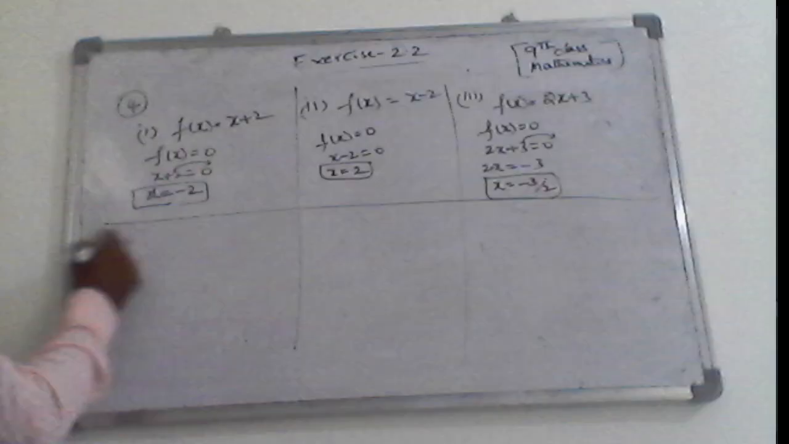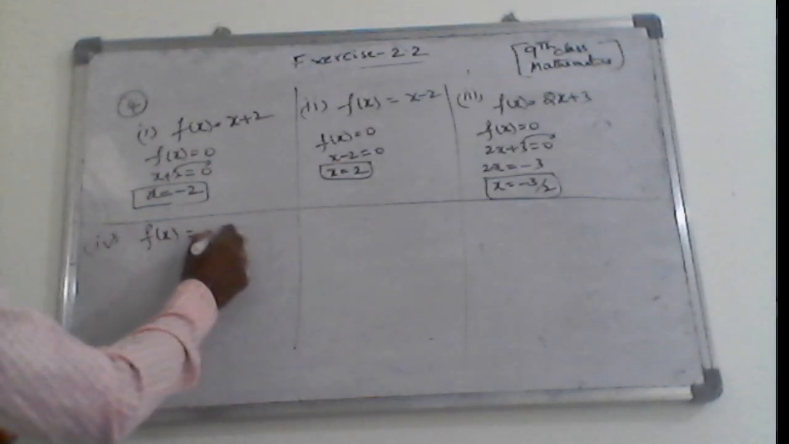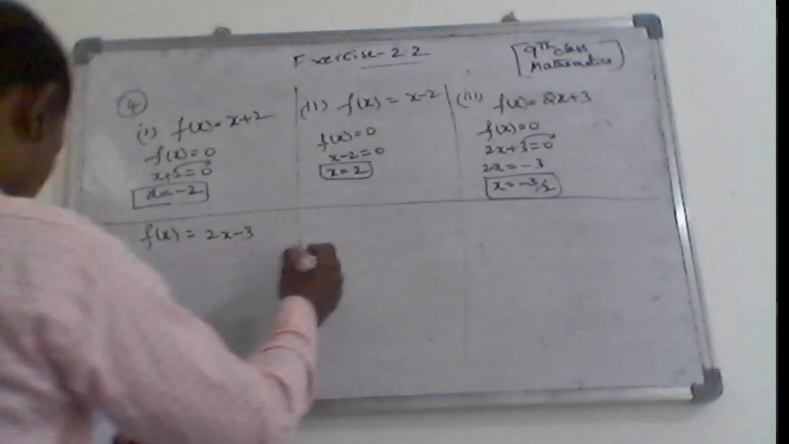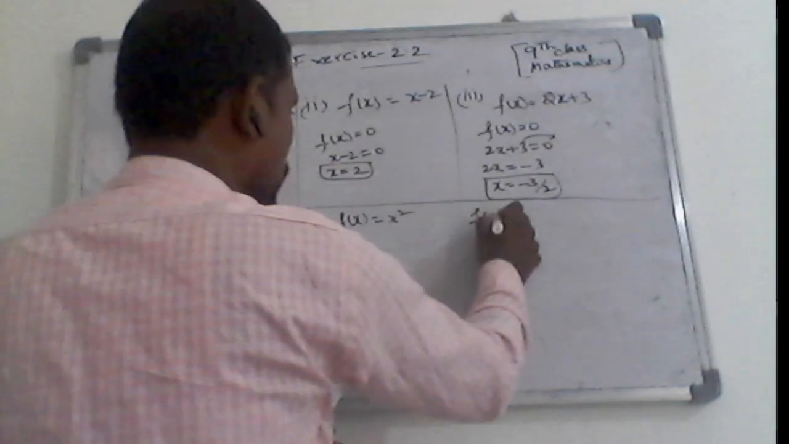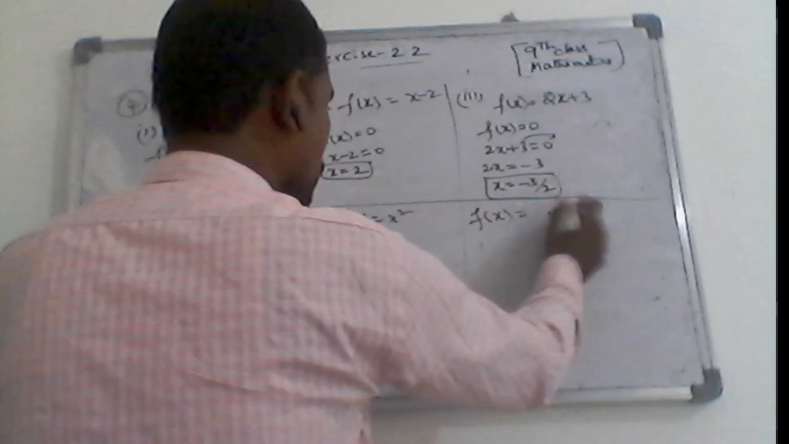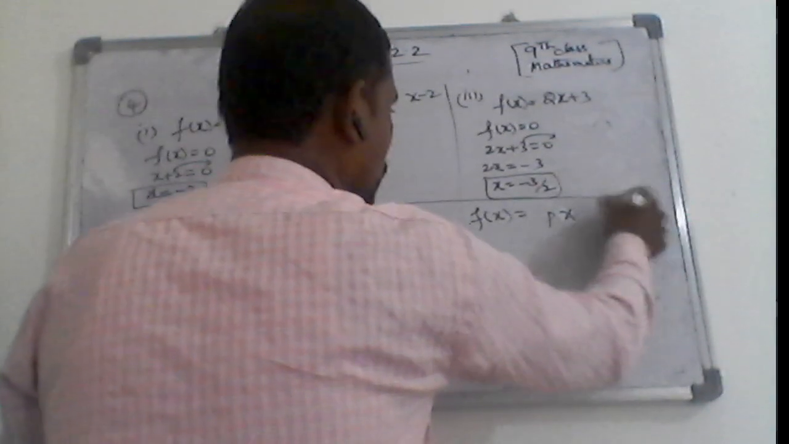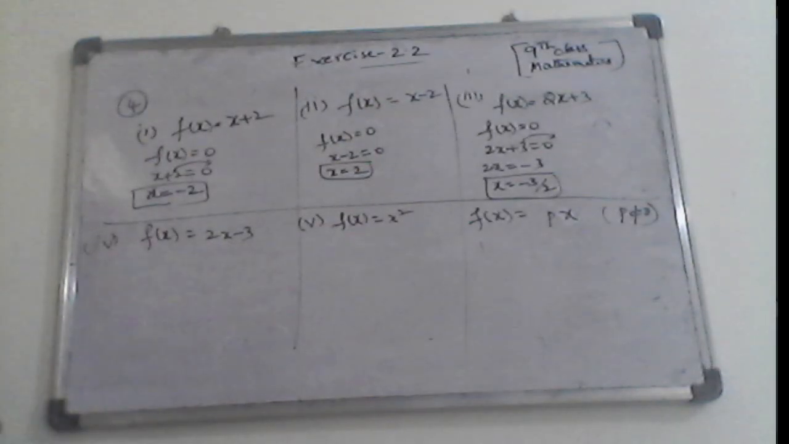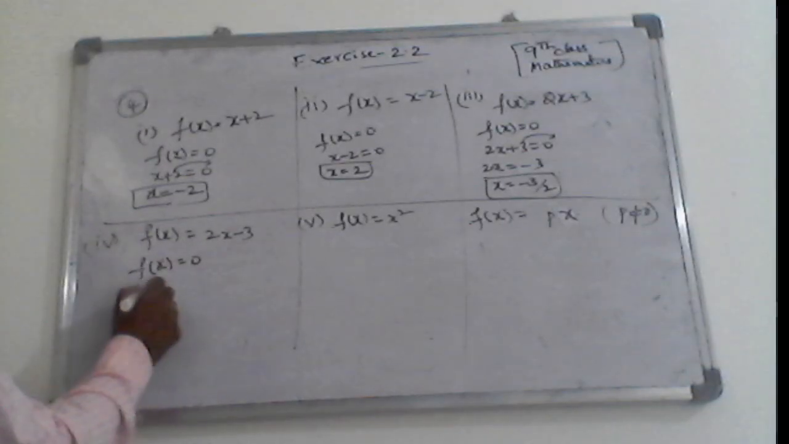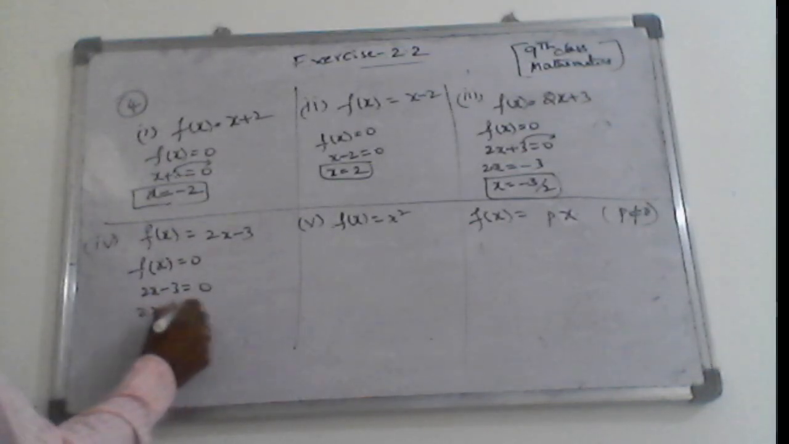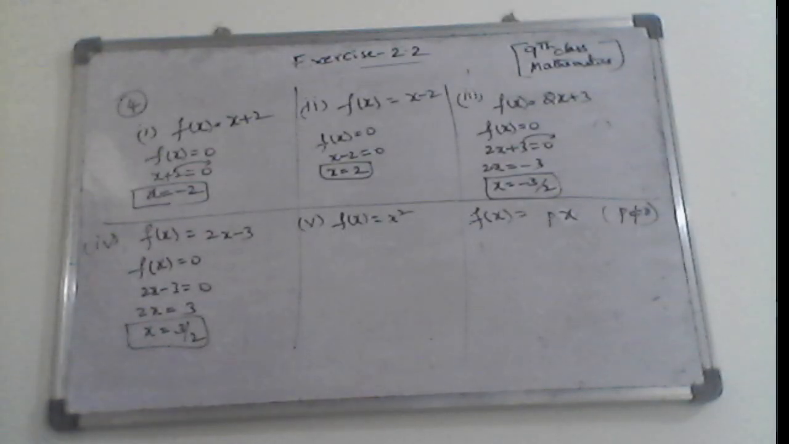Next one, question number 4, f of x equal to 2x minus 3. Next one, question number 5, f of x equal to x square. Next, f of x equal to px, where p not equal to 0. So here f of x equal to 0, so 2x minus 3 equal to 0, 2x equal to plus 3. So x equal to 3 by 2 is a zero of the given polynomial.